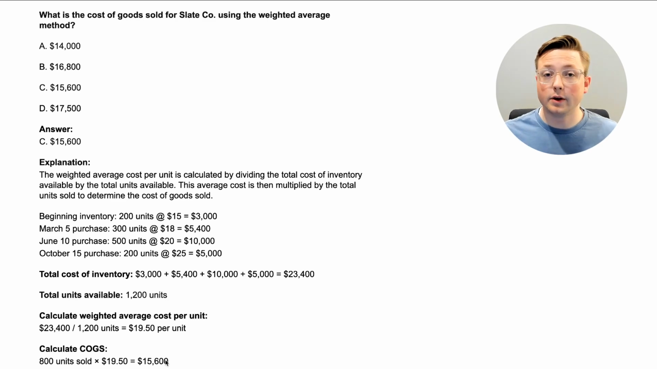So this is another way you can figure out the cost of goods sold. This is another periodic method, because periodic methods, as you have noticed from the previous video and from this video, are methods that you do at the end of the period instead of continually doing it throughout the period, which would be perpetual. So that is how to do the weighted average cost of goods sold. Let's go to the next question.